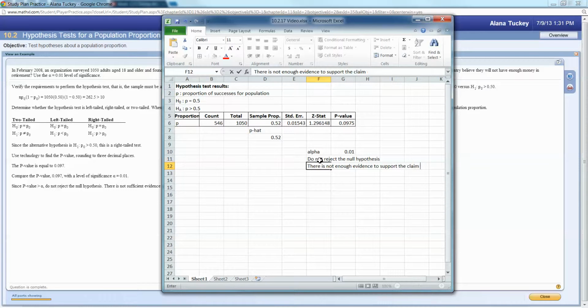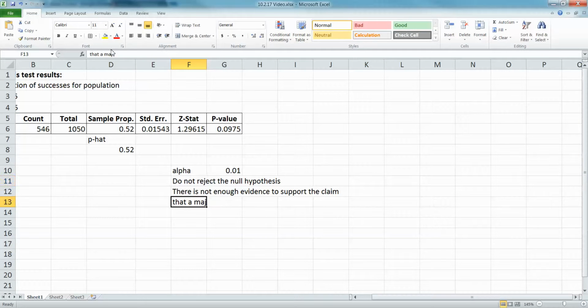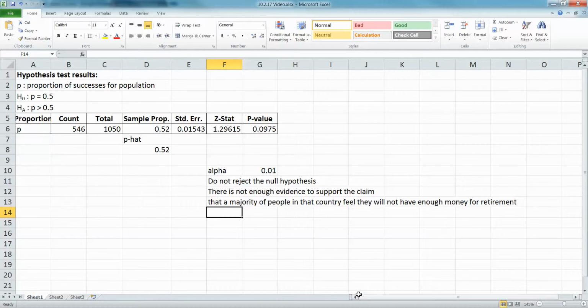Oh, you guys can't see that. I'm sorry, that's so small. There's not enough evidence to support the claim that a majority of people in that country feel they will not have enough money for retirement. It was larger than 50%, but it wasn't so large that it was significant. Being up at 0.52, meh. Now being at 0.59, that might have been something.